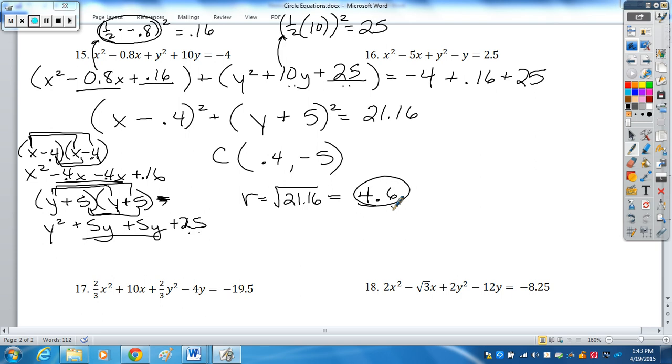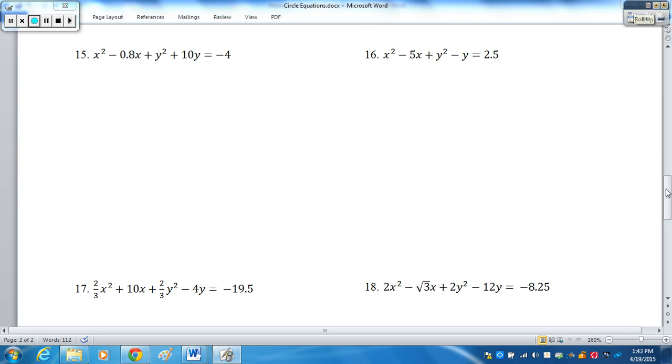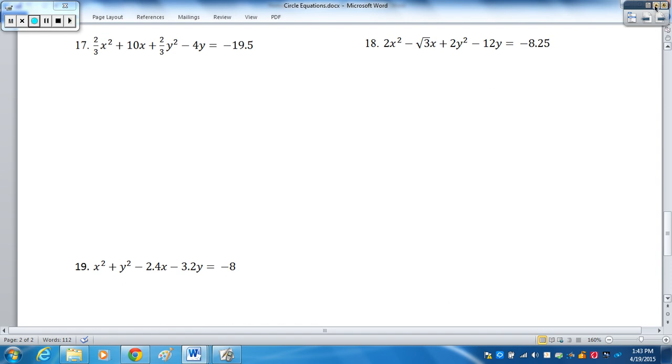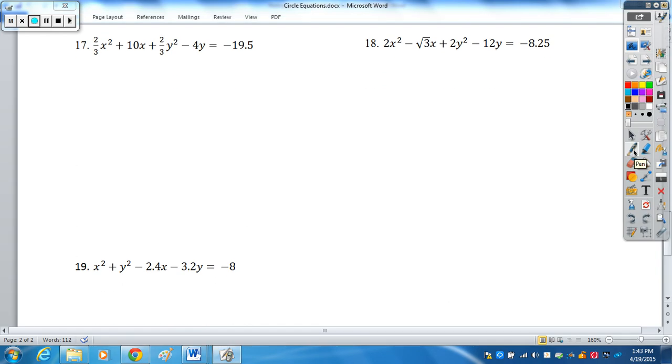All right, so again, hopefully it's all making sense to you. The last one we're going to work on together is number 17. And number 17, you notice a big difference right from the get-go. You don't have just a normal x squared, you've got a 2/3 x squared. So not only do you not have a whole number next to x squared, you have a fraction.